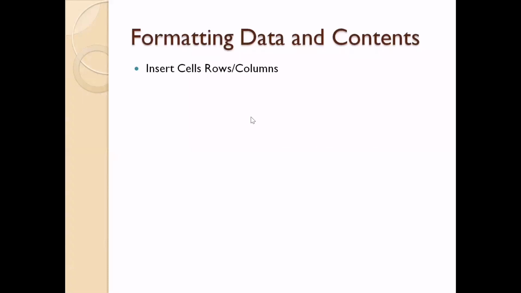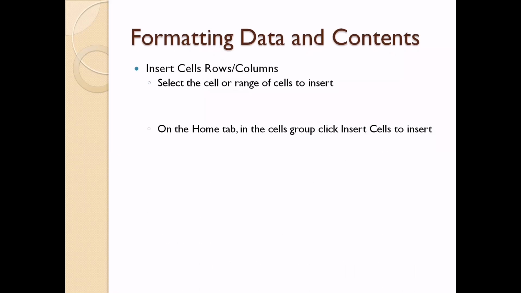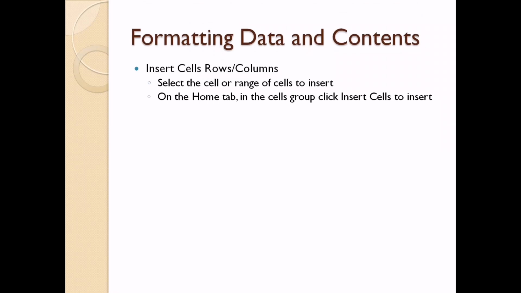Okay, now we will see how to insert rows and columns or a worksheet in an Excel workbook. So just select the range of cells to insert. We can insert a single row, we can insert a single column, we can insert a range of rows and a range of columns. Just select them, on the Home tab in the Cells group, click Insert Cells to insert. If you want to insert a row, click Insert Row. If you want to insert a column, click Insert Column. And if you want to insert a new sheet, you can insert a new sheet.